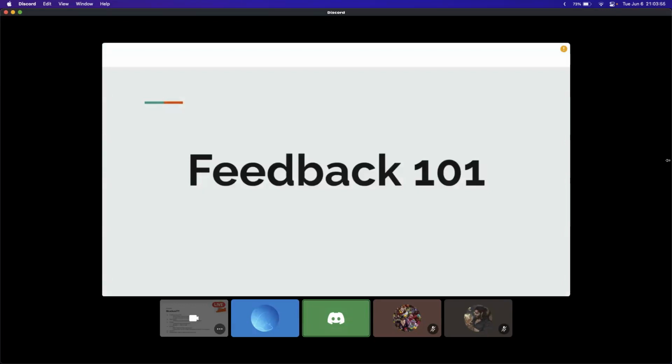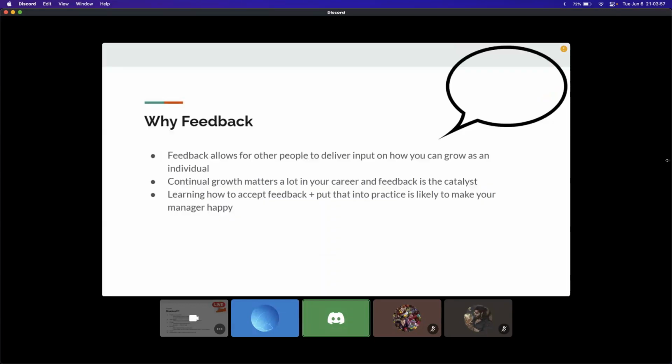The next topic I wanted to cover is feedback 101. In industry, feedback is very important to give and receive. Feedback helps other people deliver input on how you can grow as an individual. And in your career, you really can't stagnate, especially in software engineering. You can't stagnate at all because the tech is changing.